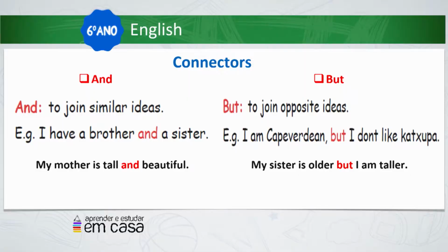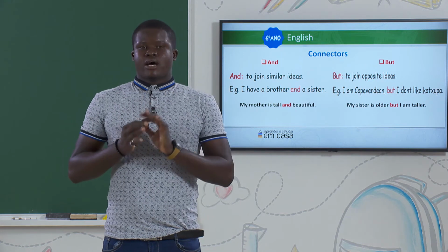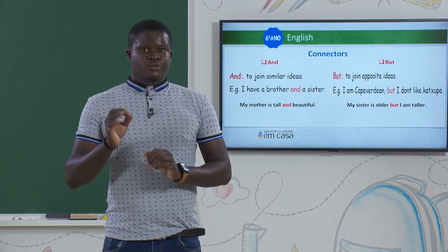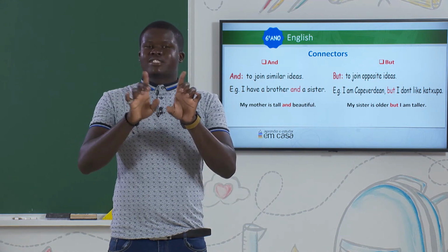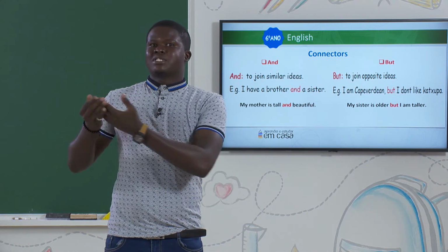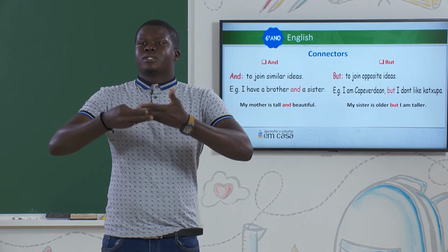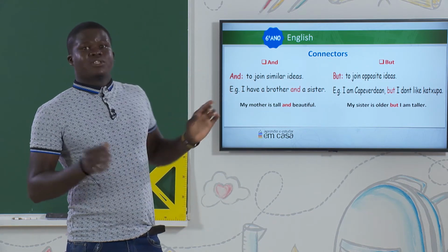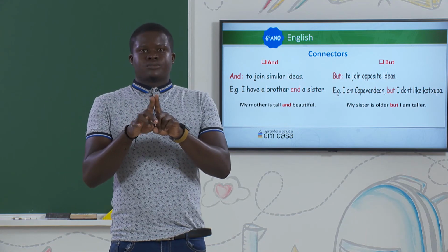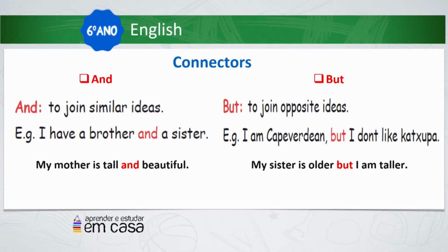Okay? Let's see the first example. We have, I have a brother and a sister. Eu podia dizer assim, I have a brother, ponto. I have a sister, ponto. Mas eles são ideias semelhantes, né? Estou a dizer o que eu tenho. So, I can use the and to connect these two ideas and would say, I have a brother and a sister.